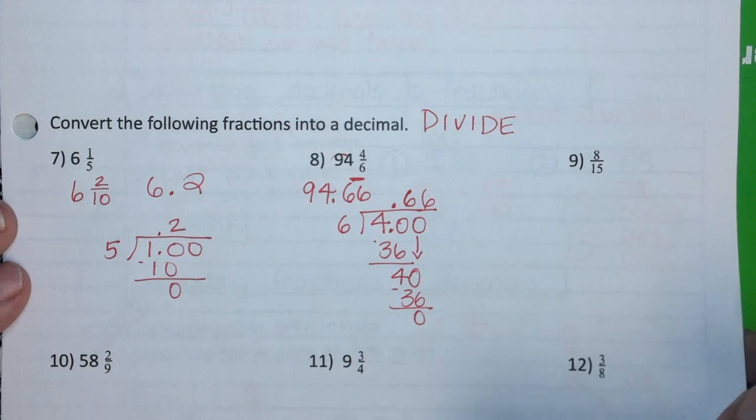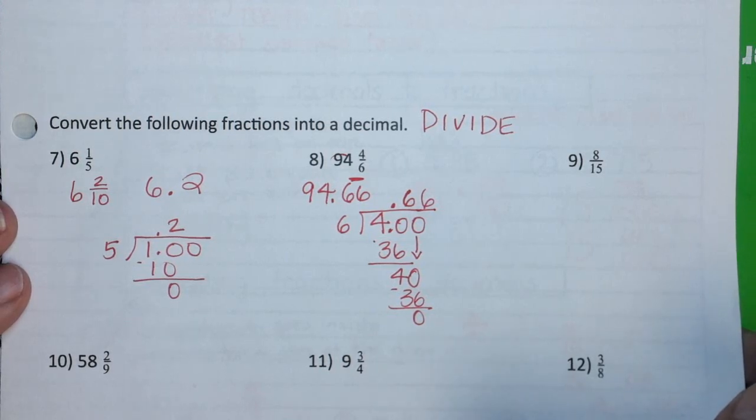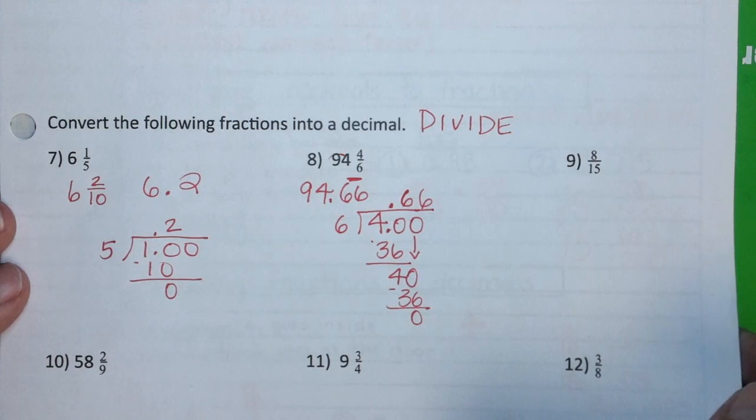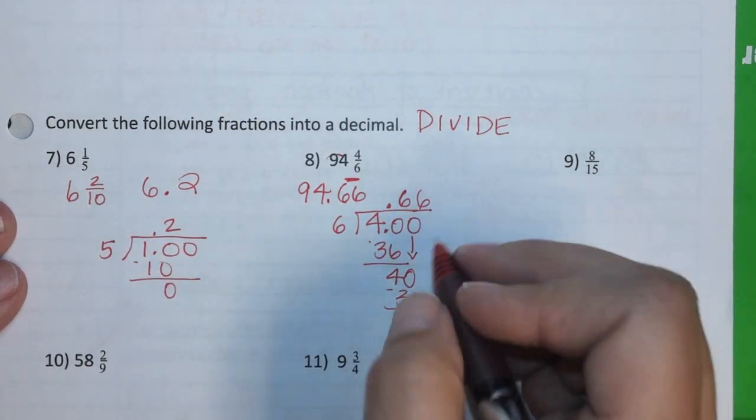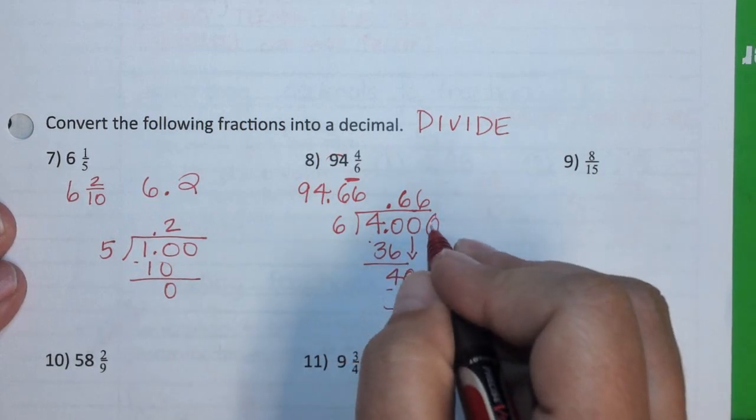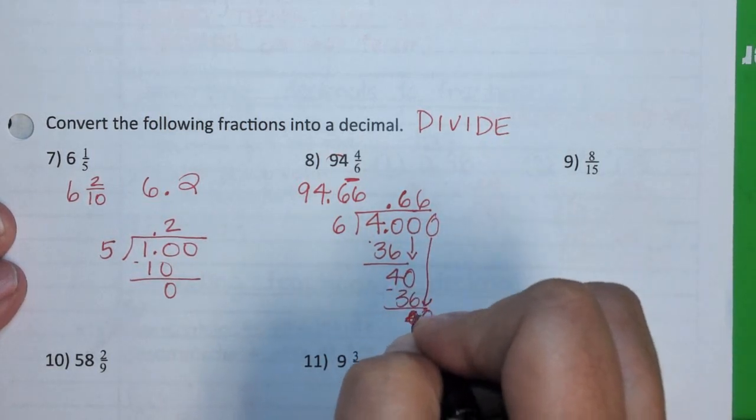Do what now? Oh, yeah, sorry. That should be a 4. Yeah, and then bring another 0 down. Sorry. Yep. Good eyes. Good eyes.